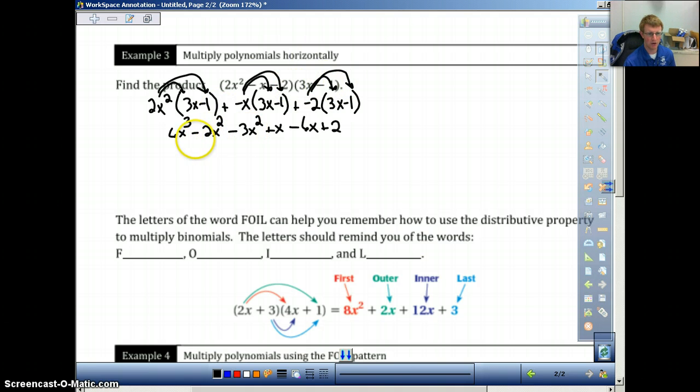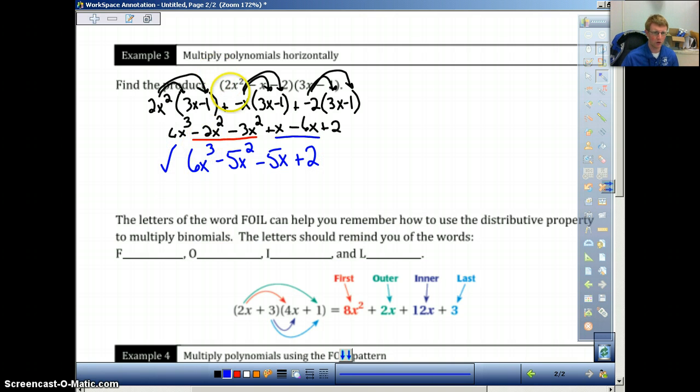Now, we have to combine our like terms. So we have like terms right here. Those are like terms. We have like terms right here. So we have to combine those. So this will end up being 6x to the third. A negative 2x squared minus 3x squared is going to be a negative 5x squared. And then we have x minus 6x is a negative 5x. That's those combined, and we have plus 2 at the end. And then this is as simplified as we can get.